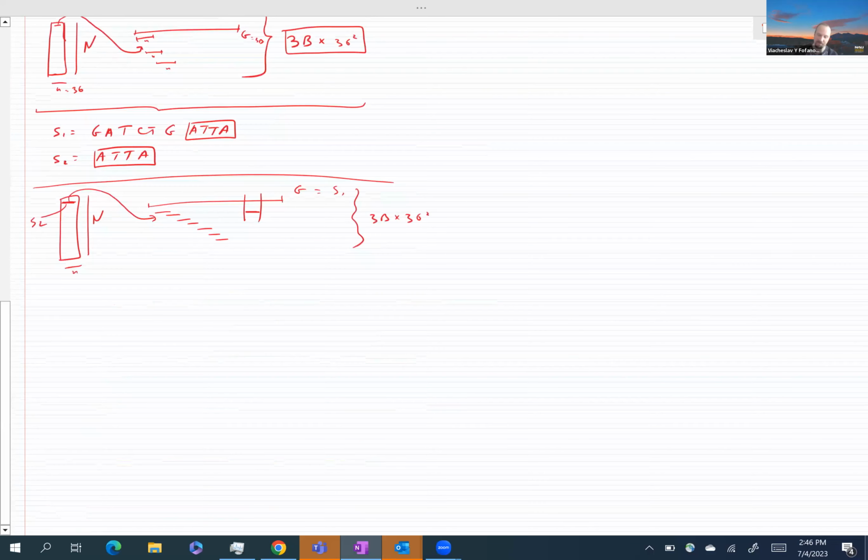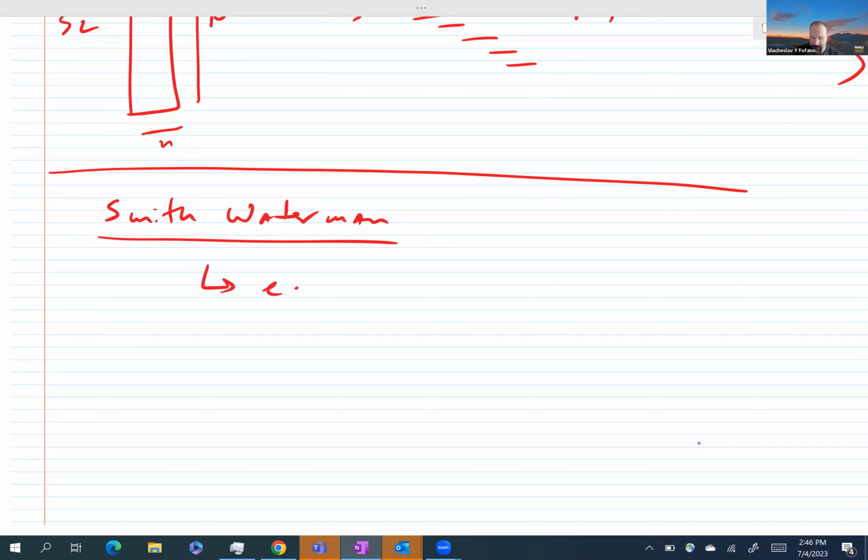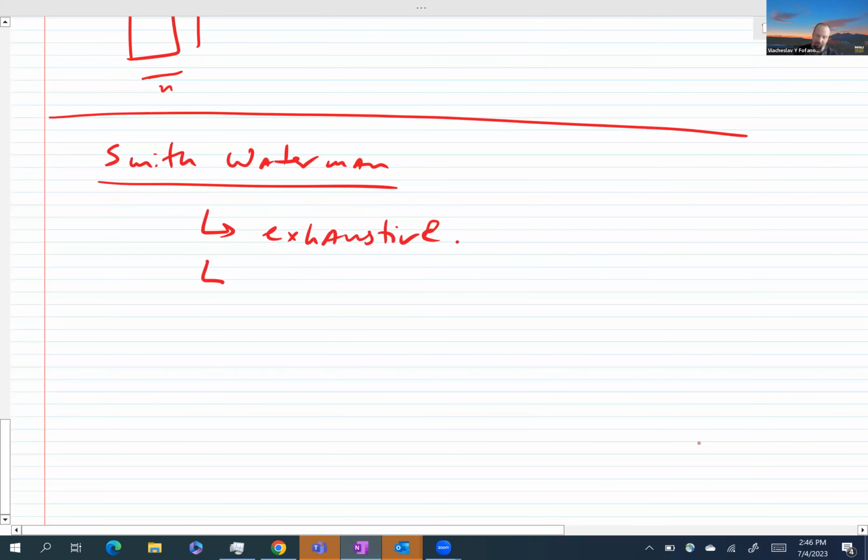Okay, so let's talk about the actual Smith-Waterman algorithm. It's going to be an exhaustive algorithm. We're not going to prove why it is exhaustive, but it does give us the same guarantees that the Needleman-Wunsch does. We're guaranteed to find the best solution if one exists. And the best solution in this particular case is the largest scoring local alignment based on our similarity matrix. So this is going to be a local alignment.